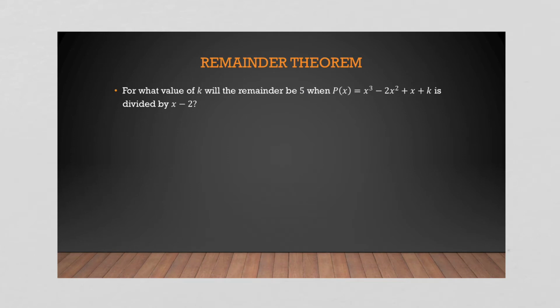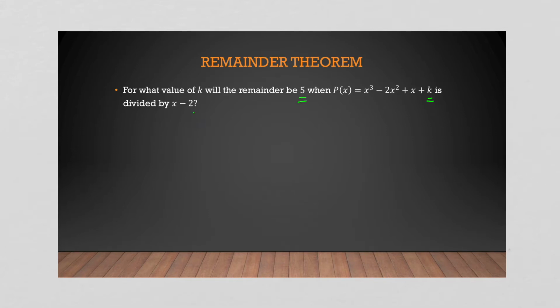And what we can do is use that idea to solve for potential missing pieces of a function. So for what value of k, so k is right here, we don't know what it is, will the remainder be 5 when it's divided by x minus 2? So what that means is p of 2 needs to equal 5, right? When I plug 2 in for x, my remainder should be 5, but I don't know what my k value is.